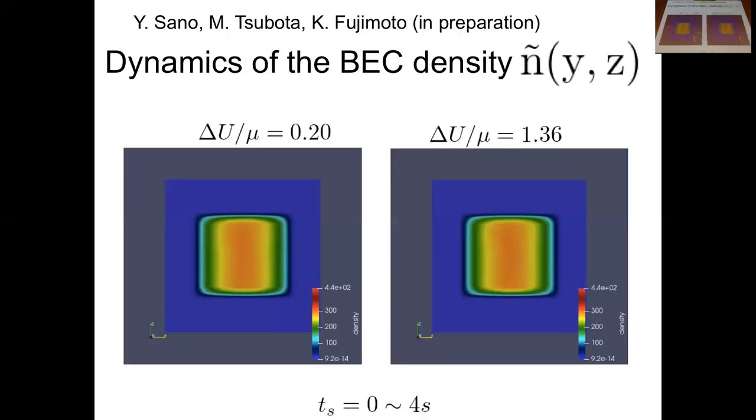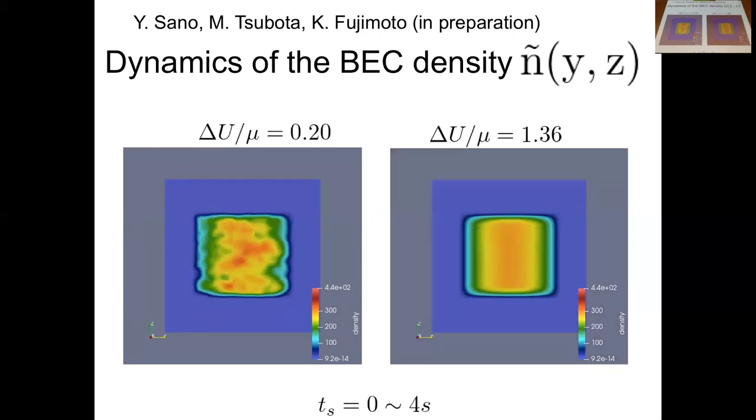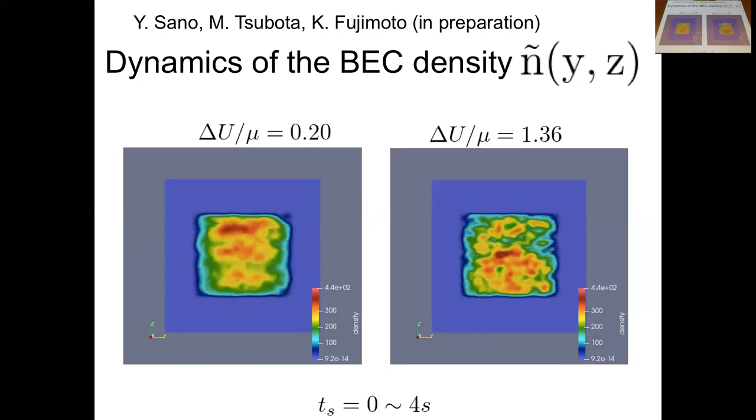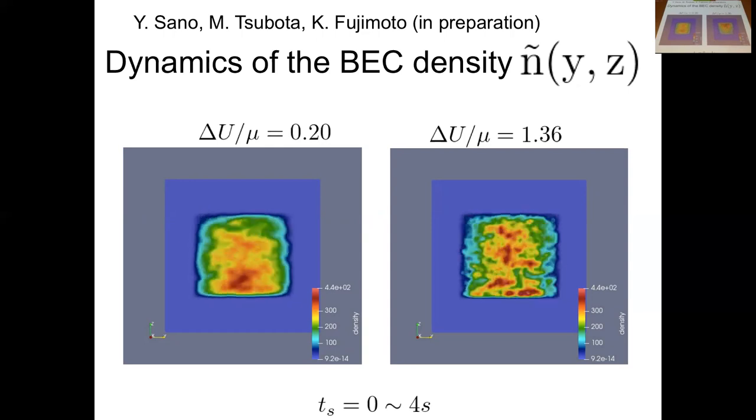Then we performed numerical simulation. This is the simulation in three dimensions, but this is a two-dimensional plot. If the excitation is very small, this kind of turbulence is still somewhat anisotropic. But if the excitation is very strong, the density becomes a very isotropic turbulence like this.